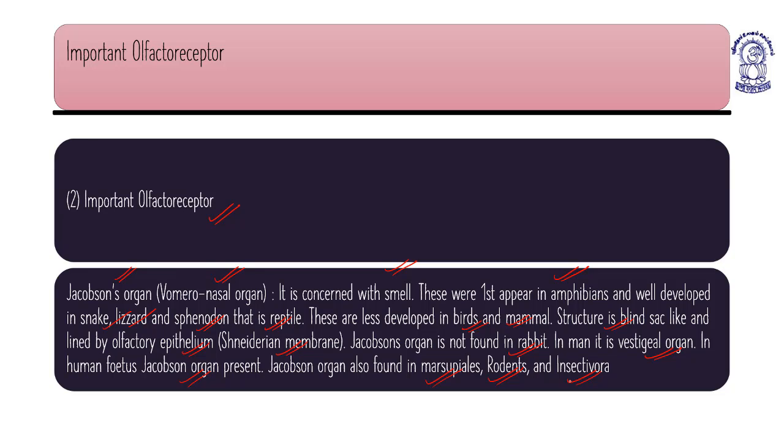They first appear in amphibians and are well developed in snake, lizard, and sphenodon. Sphenodon is a reptile. They are less developed in birds and mammals. The structure is a blind sac, lined by olfactory epithelium, that is Schneiderian membrane. Jacobson's organ is not found in rabbit.